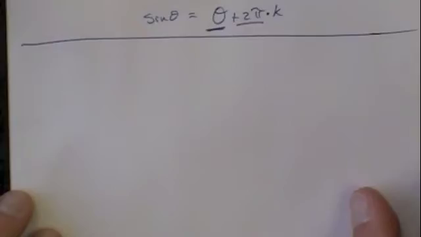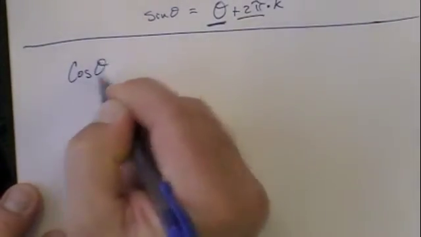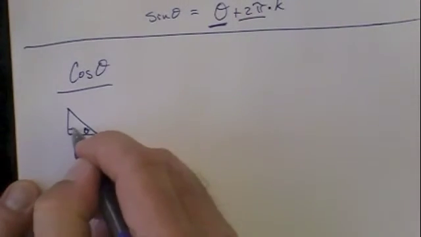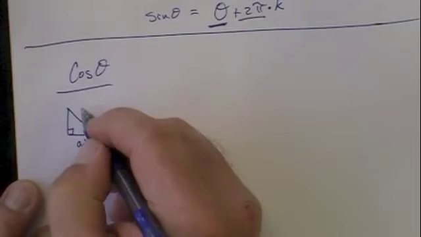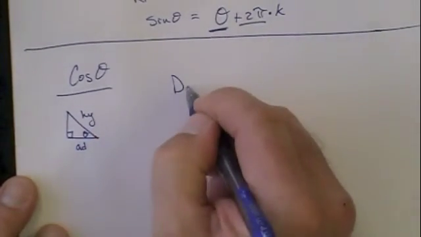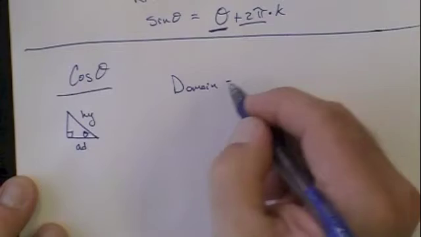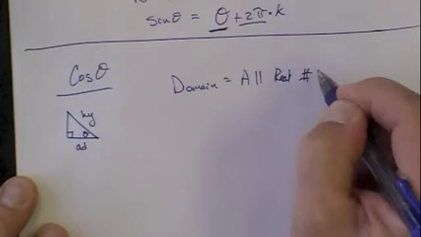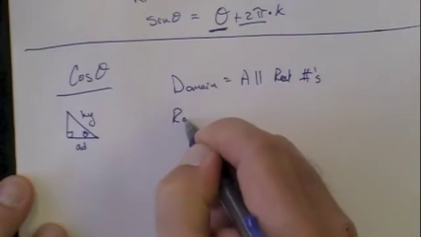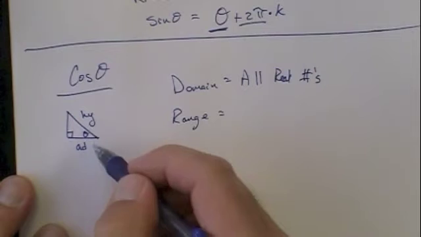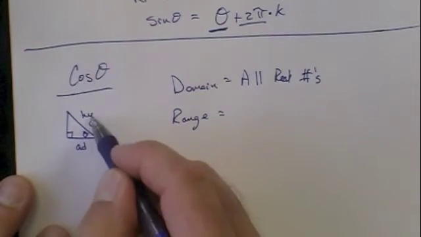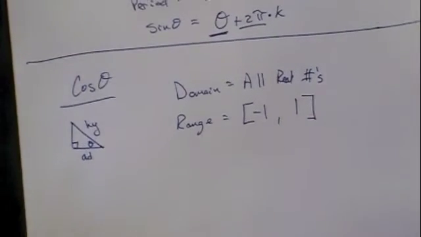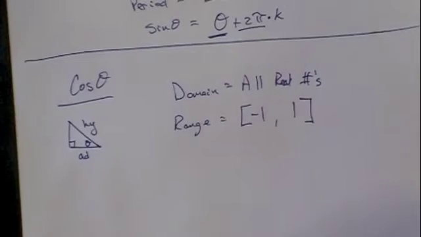Now as we talk about cosine, again, think about your triangle. We can have any angle for theta. Now we're talking about our adjacent and our hypotenuse. All right, so again, our domain, we could have any angle. So the domain is all real numbers again. And again, our range, because we're talking about a fraction here, and the only time we could have is the adjacent equal to the hypotenuse, so we could end up with -1 to 1 for those values, but we will not have the adjacent larger than the hypotenuse.